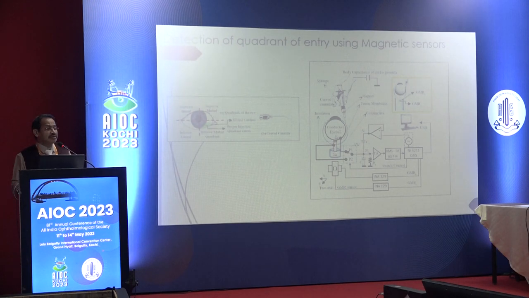Now another thing this simulator can do is that it can detect the quadrant of entry, in which quadrant the delegates enter. This is by the technique of magnetic sensors.